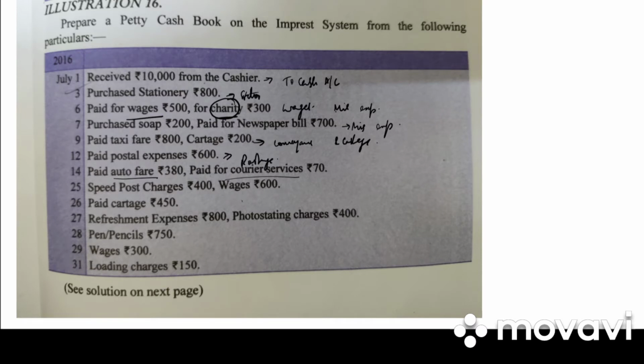postage and courier. Then we have speed post charges, again postage and courier, wages in the wages column, cartage in the cartage column, refreshment expenses and miscellaneous expenses, photostating charges, miscellaneous expenses, pen pencil will be in stationery, wages in the wages column, loading charges will be in cartage. Okay, so this is how you will be dividing your analysis of payment.